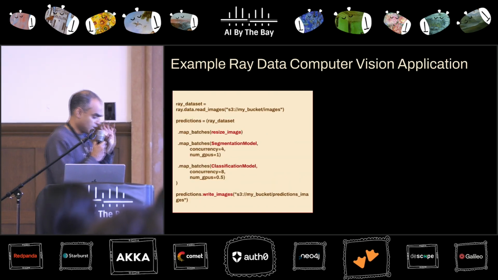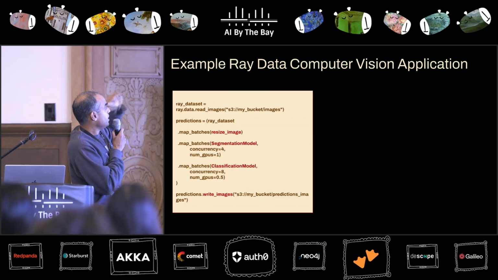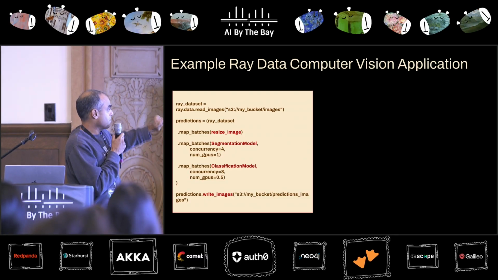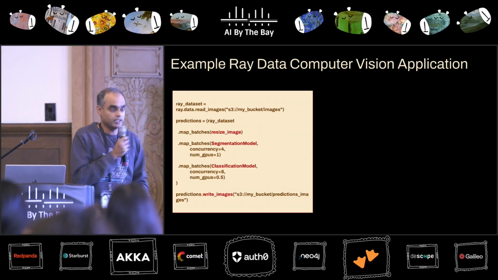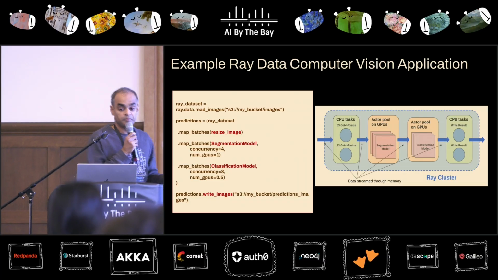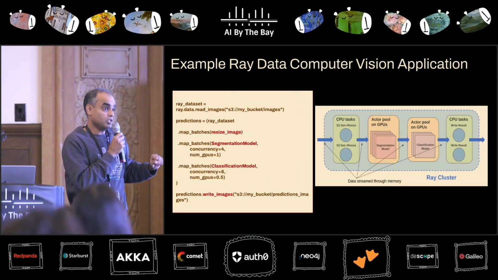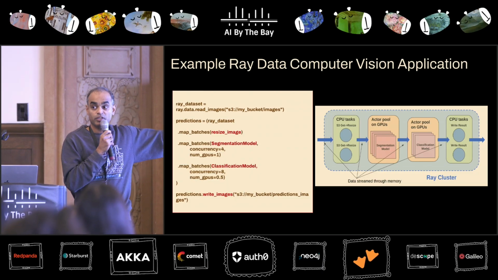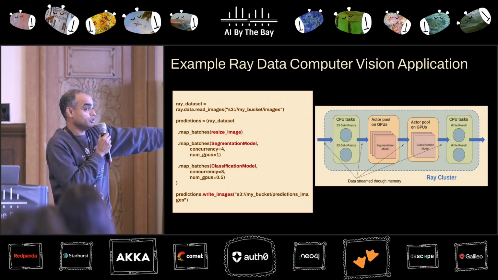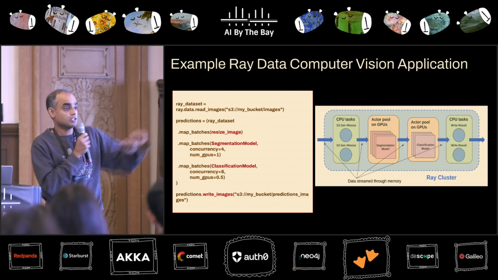So let's take an example. Now you have a computer vision application. You are reading a bunch of images from your S3 bucket. You're resizing them, you're segmenting them, you're classifying them, and you're writing them back. This is what it looks like in a heterogeneous world. Your reading and resizing operations happen on the CPU. You have two inferencing operations: one is the segmentation model that's happening on a GPU, and the other is the classification model that's happening on a GPU, and then you write the images back from the CPU.